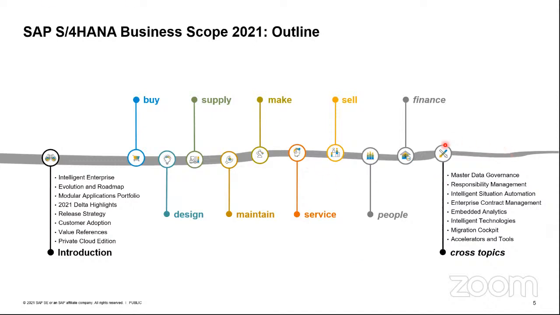Okay. In cross topics, I don't plan to cover all of it. I will talk about responsibility management and intelligent solution automation, which are some new topics. The rest of it you may have heard before. Some of them are products that you may already be familiar with, like master data governance or embedded analytics.